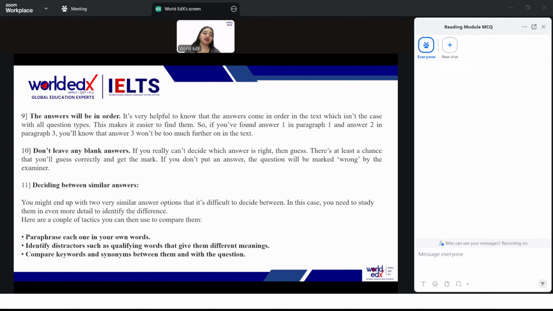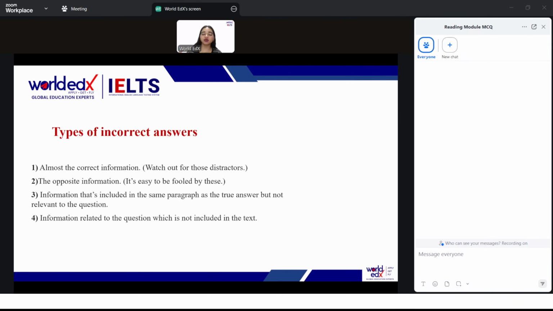The next is to identify distractors, such as qualifying words that give them different meanings. Of course, if you look closely into the options, you will know that some options actually mean something really different when you read them completely. So you need to identify those distractors. The next is to compare keywords and synonyms between them and with the question. When you compare certain options, you will be able to draw conclusions from there. And when you practice and use the elimination method, over time it becomes easier for you to pinpoint what could be an answer.